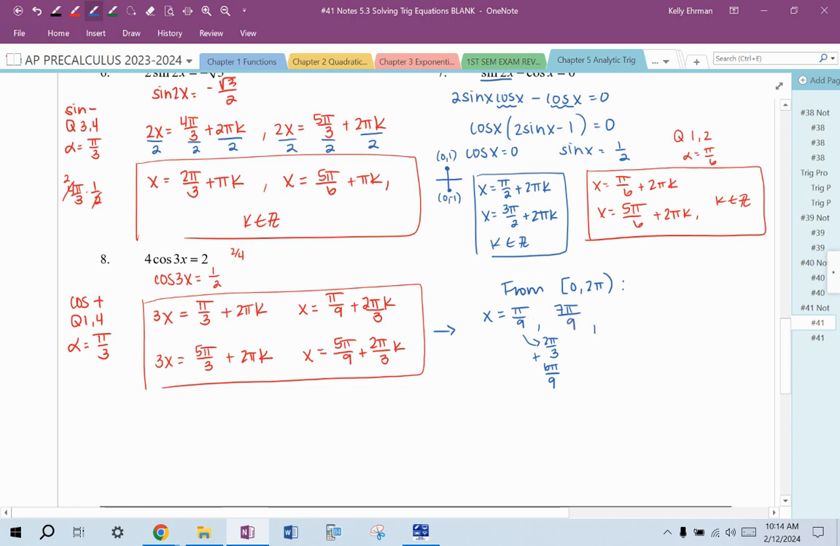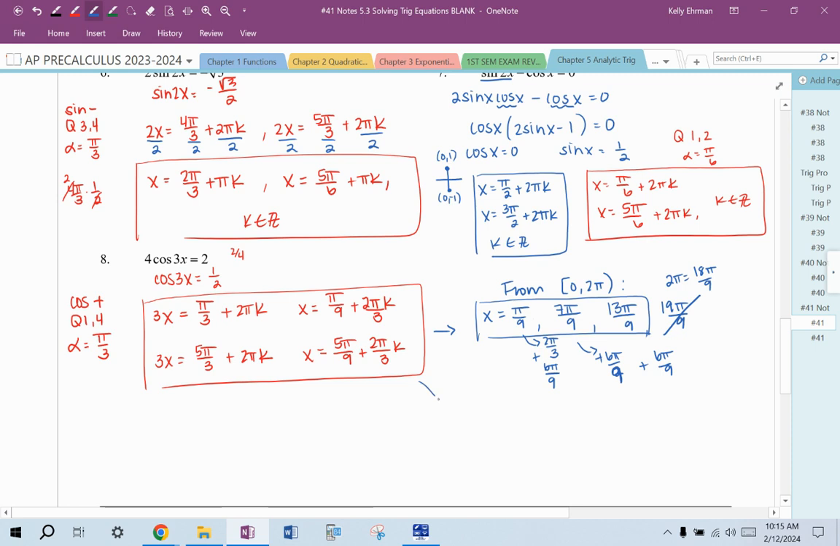Add 6 pi over 9 to that, I get 13 pi over 9. We haven't surpassed 2 pi yet. Add 6 pi over 9 to that, I get 19 pi over 9. Now, that's bigger than 2 pi. 2 pi is 18 pi over 9. So here's one set of solutions from 0 to 2 pi.